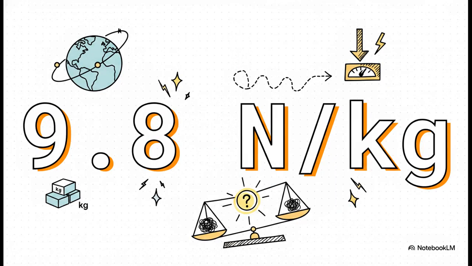So how do we actually connect the two? Well, you need to burn this number into your memory. 9.8 newtons per kilogram. That is Earth's gravitational field strength. To figure out an object's weight, you just take its mass in kilograms and multiply it by 9.8. They're directly proportional, sure, but you absolutely need this specific number to translate regular matter into a gravitational force.